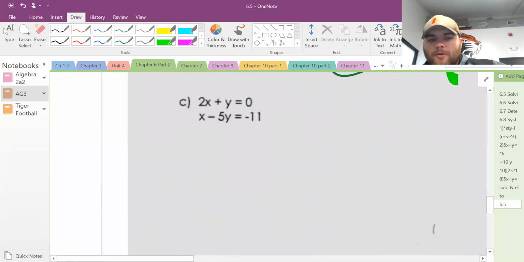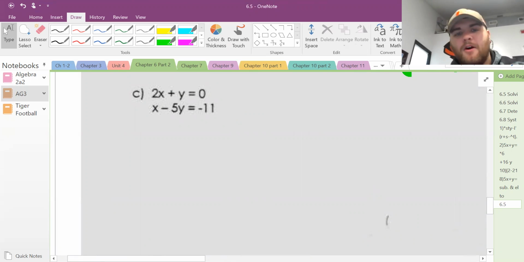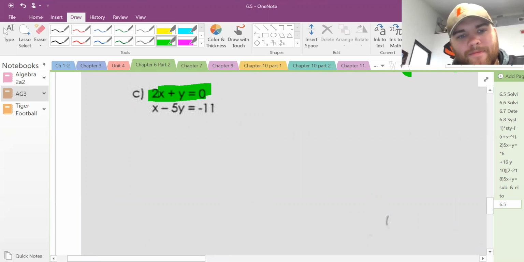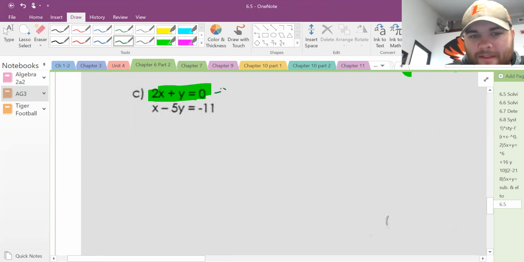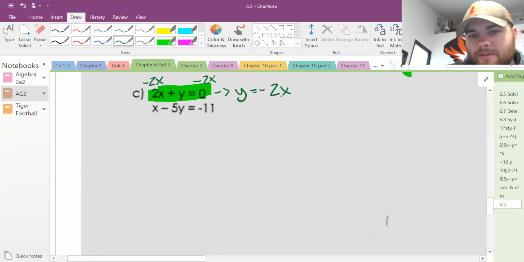All right, let's do C. Once again, which equation is going to be easier? They both are going to be pretty easy, right? But I'm going to pick to solve this top one. If you pick the bottom one, would you be wrong? No. But I'm going to pick this top one because I'm going to solve for y here. I'm going to subtract 2x from both sides. We get y equals negative 2x. I like it better. I think it'll be easier.